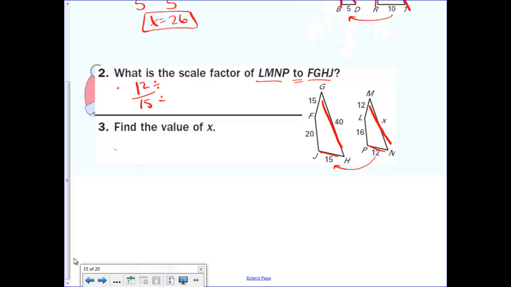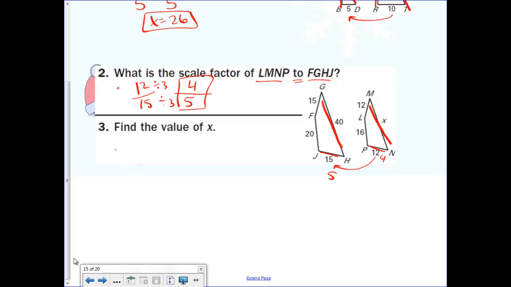What goes into both of those? 3. 12 divided by 3 is 4. 15 divided by 3 is? What's my scale factor? 4 over 5. It's like 4 to 5 is my ratio of those sides.